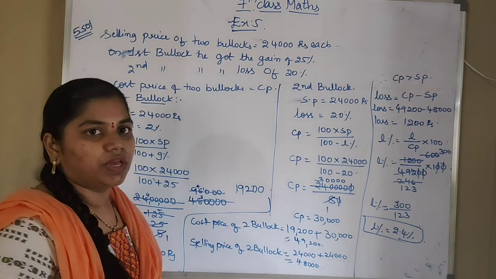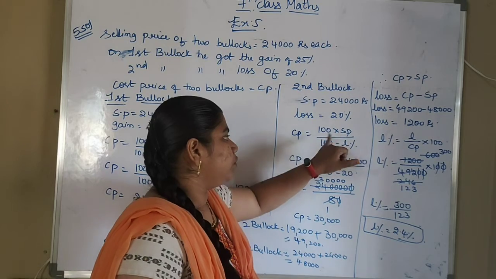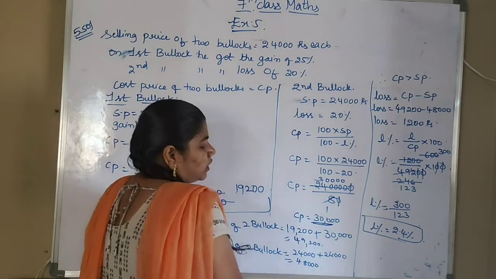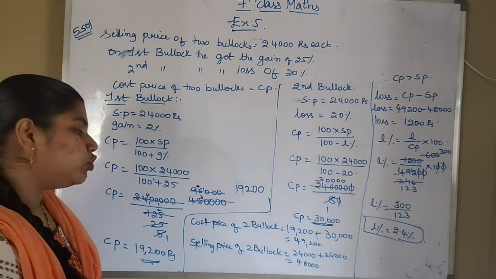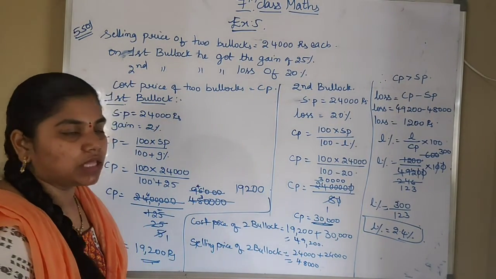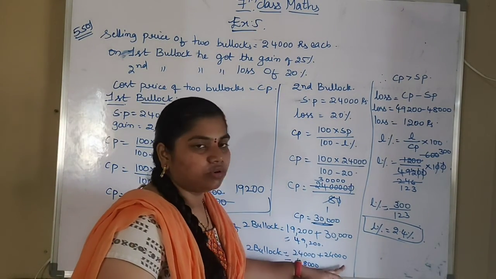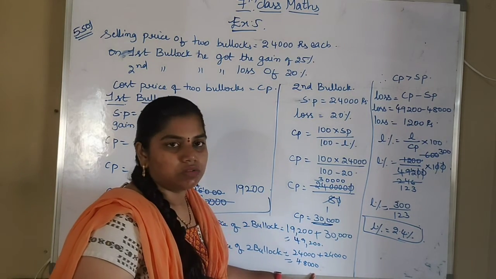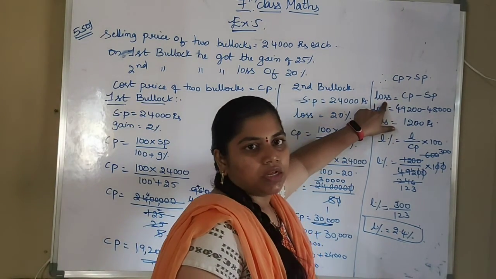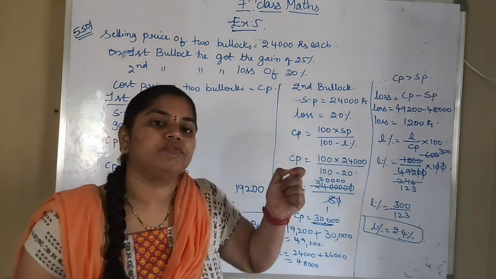Now the second bullock: SP value is 24,000, loss is 20%. We have to find the CP value in terms of loss. What is the formula? 100 into SP by 100 minus loss percentage. If you solve this, you get 30,000. So what is the cost price of 2 bullocks here? 19,200 plus 30,000 is equal to 49,200. And the selling price of 2 bullocks is 24,000 and 24,000, that is 48,000. In this case, cost price is greater than selling price, so it will be a loss. Loss is equal to CP minus SP, that is 1,200. So he got a loss of 1,200 rupees.